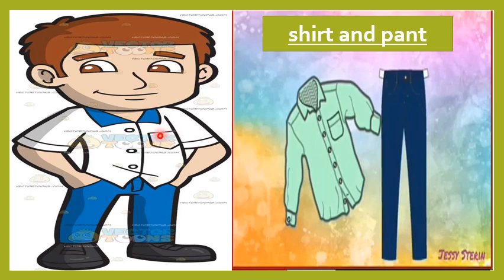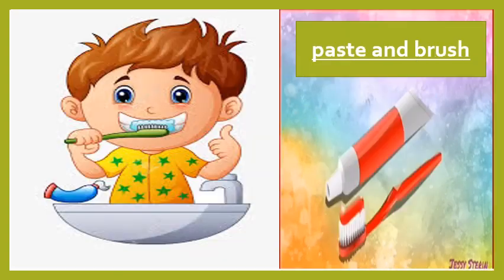See, what are you seeing in this picture? Yes, these boys wear shirt and pant. So, shirt and pant, this is also a word pair. These things go together. See, this boy is brushing his teeth. Can he use only a brush? No. With a brush, we need paste also. So, paste and brush is also a word pair.